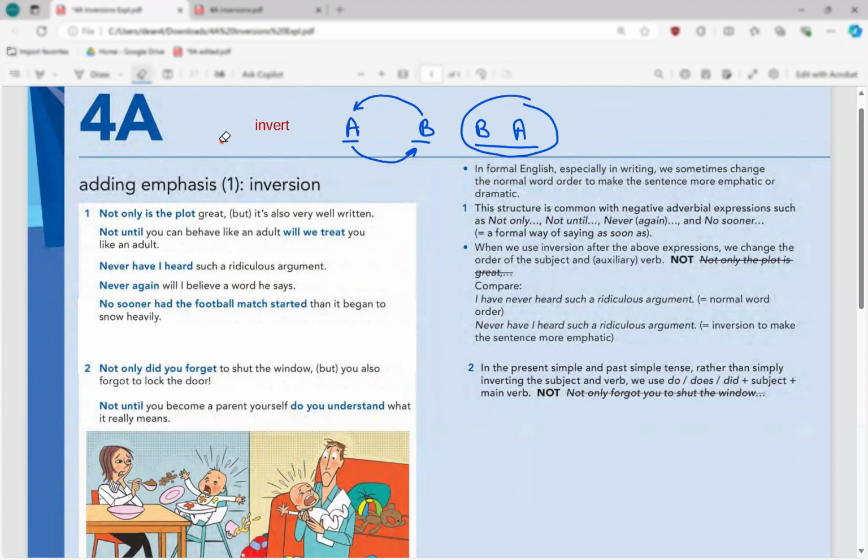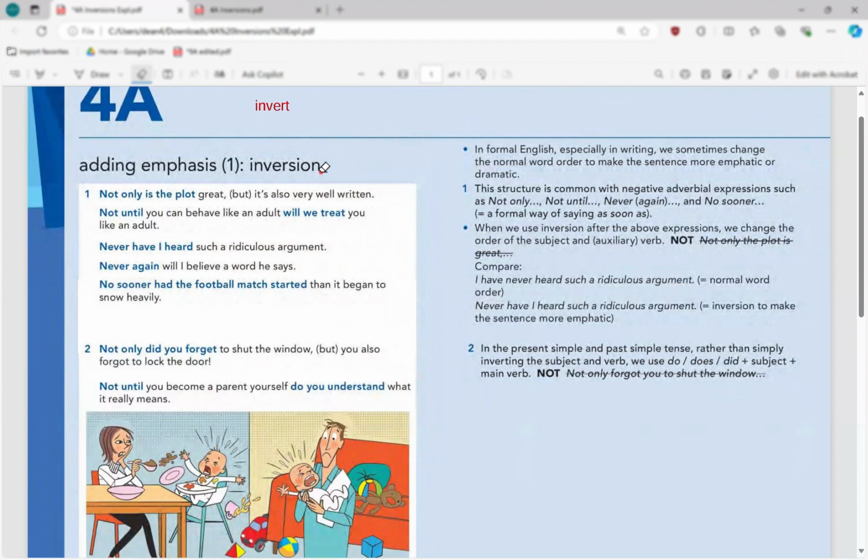Okay, what does it mean in grammar? In grammar, it means we are inverting the position of subject and verb. We are inverting the position of subject and verb, right? But why do we do that? Why do we do inversion? As you can see, it's very clear. They're saying as a title, adding emphasis. Adding emphasis. So we use inversion to emphasize.